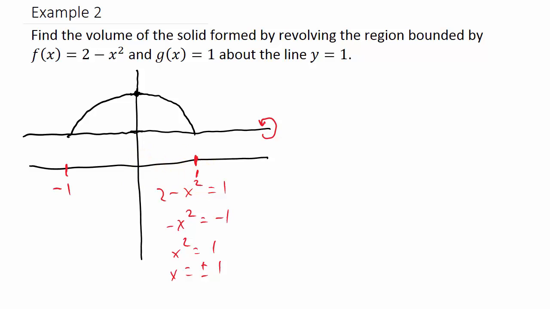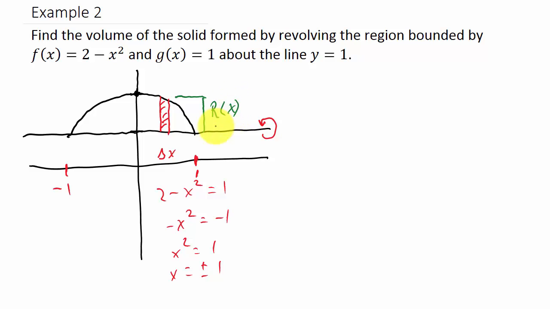Now let's draw our rectangle. When you're doing the washer method, the rectangle is going to be drawn perpendicular to the line that you're revolving it around. So here's our rectangle, and that thickness is delta x, so I know I'm going to be integrating with respect to x. Now I need my outer radius or upper radius, and that's going to be this radius here. That's big R of x.